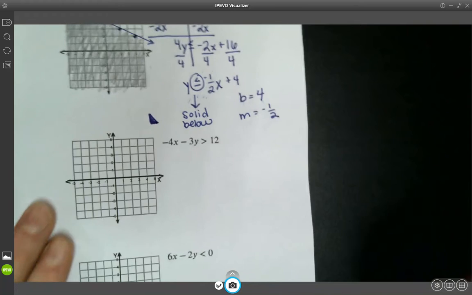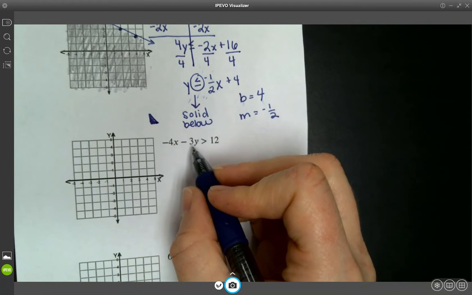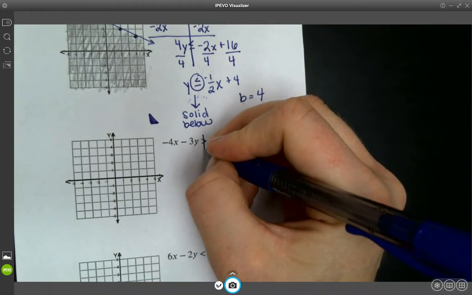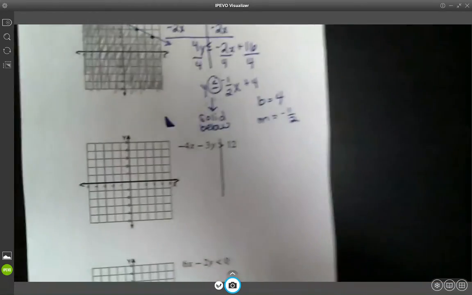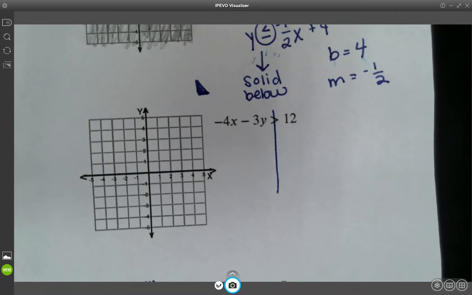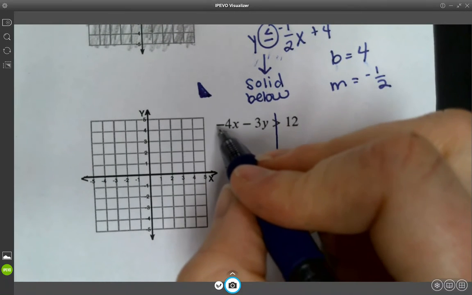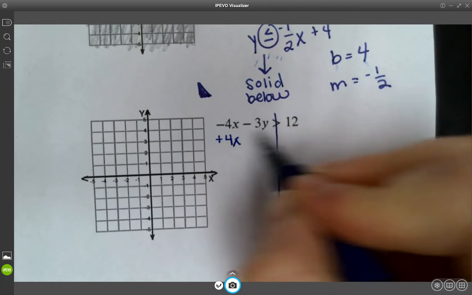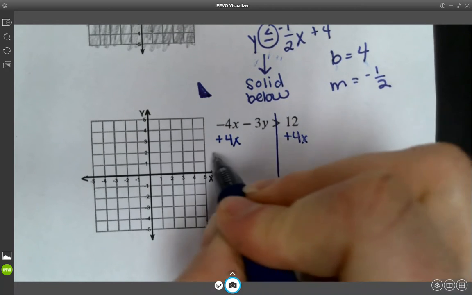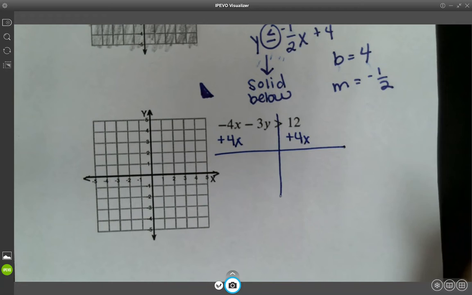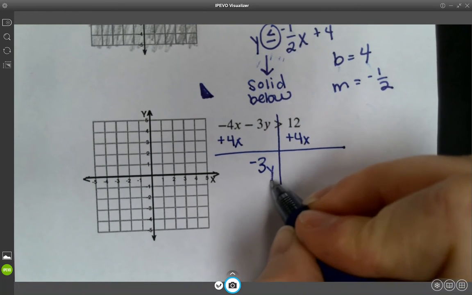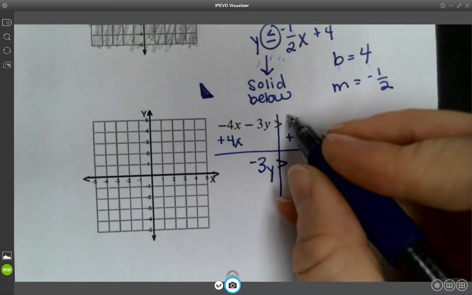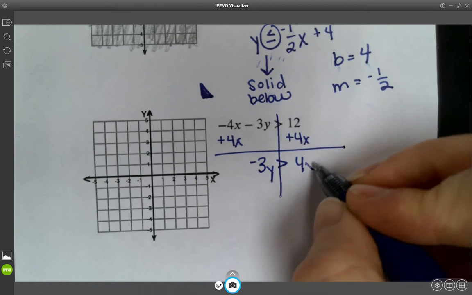All right, let's go to the next one. Negative 4x minus 3y is greater than 12. Draw your line down your inequality, just like we would with equations, and we're going to solve it. So you got to move it around. So this is a negative 4x. Add 4x to both sides. Negative 3y is greater than. Keep them separate because x and a non-x can't be combined, so it's 4x plus 12.